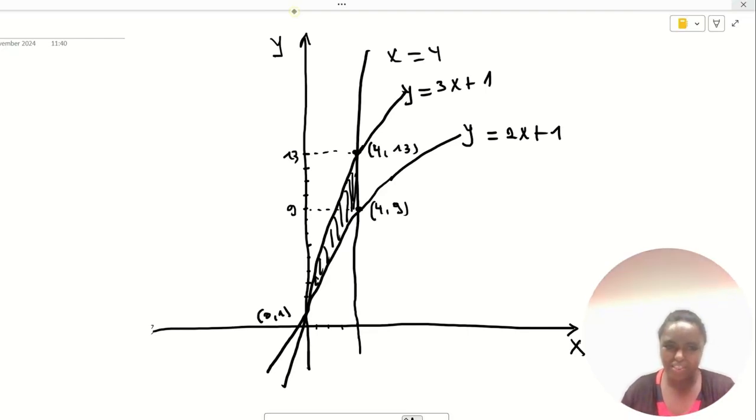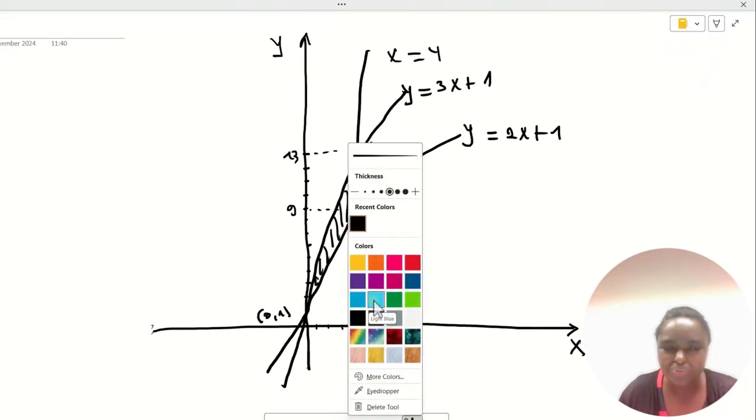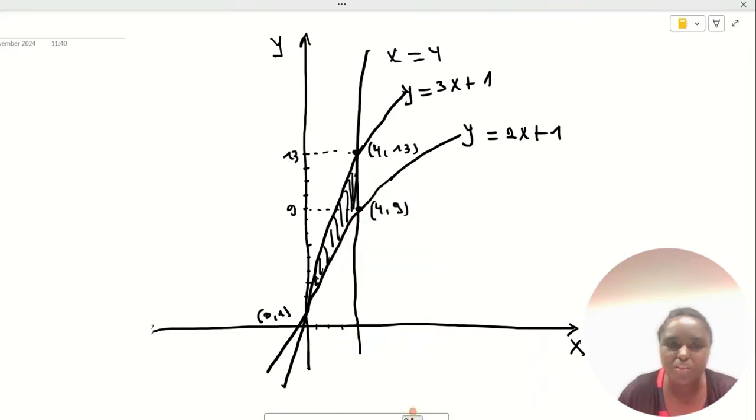How do we compute this area? I'm going to use integrals. That's the easiest one. We need to integrate. If we integrate this line y equals 3x plus 1, we will be finding which area? Let me use this color. If we integrate this line, we will be finding this area, or this area.